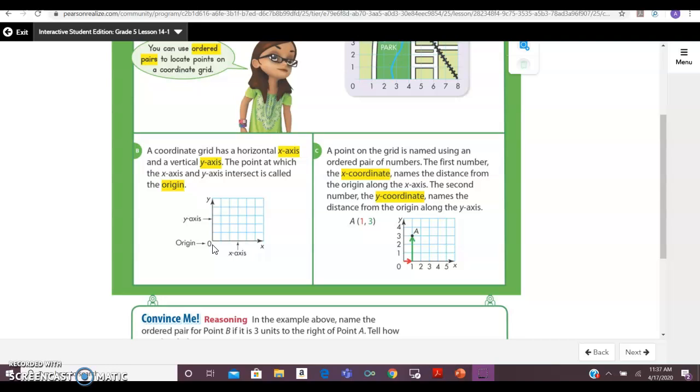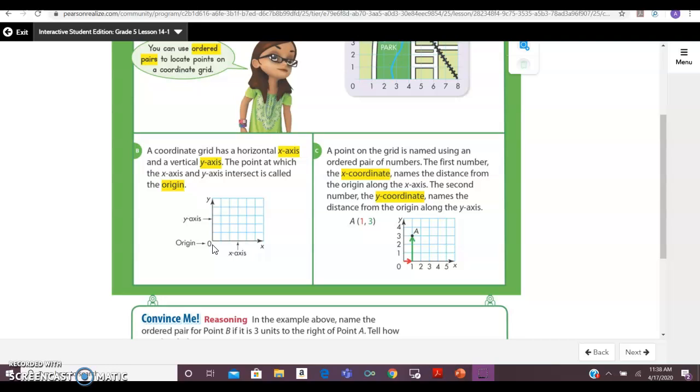So when you're trying to create an ordered pair, you need an x-coordinate and you need a y-coordinate. An x-coordinate tells you how far to the right to go on your graph, and a y-coordinate tells you how far up to go on your graph. But what order do we use? Which number do we look at first? Do we go over first or do we go up first?